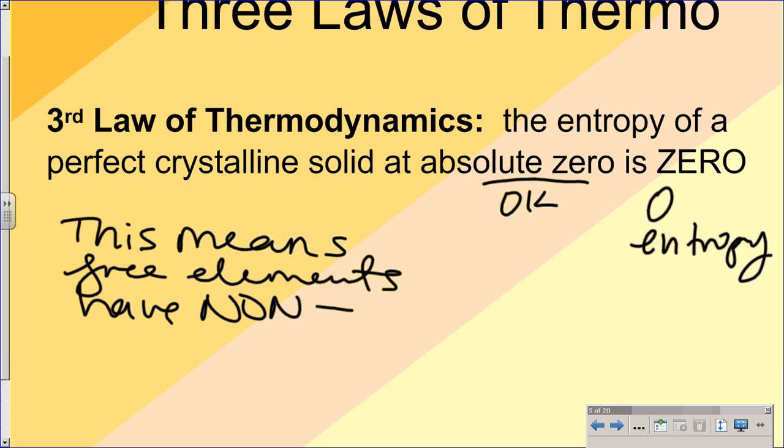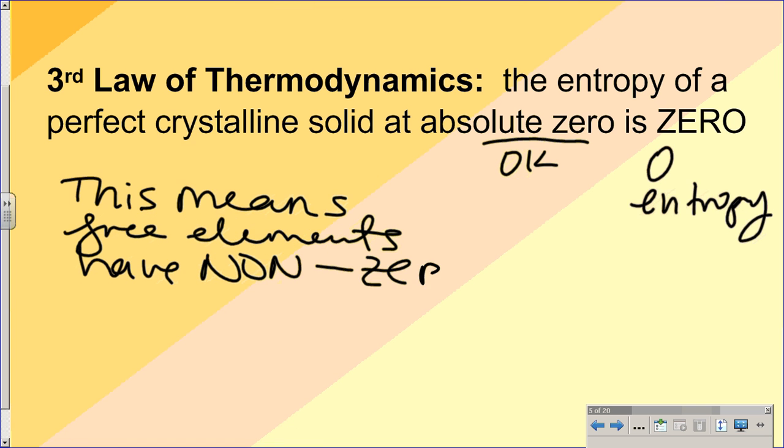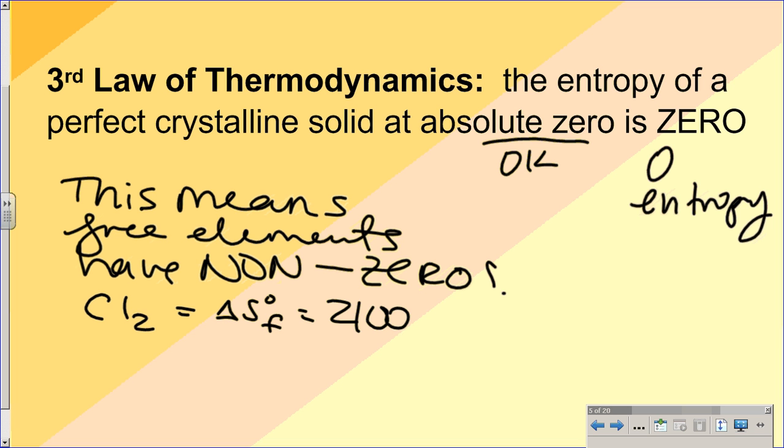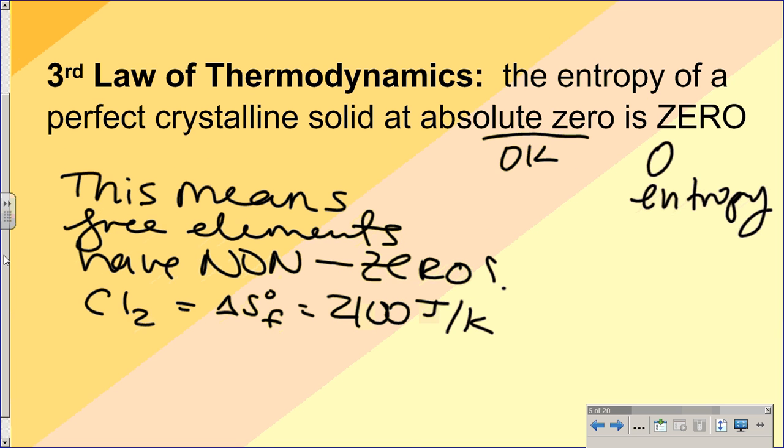This means all free elements. In our previous experience with free elements, we said free elements have a 0 for their enthalpy. Since free elements are not perfect crystalline solids at 0 Kelvin, we cannot assume that free elements in this case, with entropy, are going to be 0. So we're going to say they're non-zero. They are going to have some sort of value. Chlorine might have a delta S of formation of, I don't know, 400 joules per Kelvin. I have no idea, but it's something non-zero.